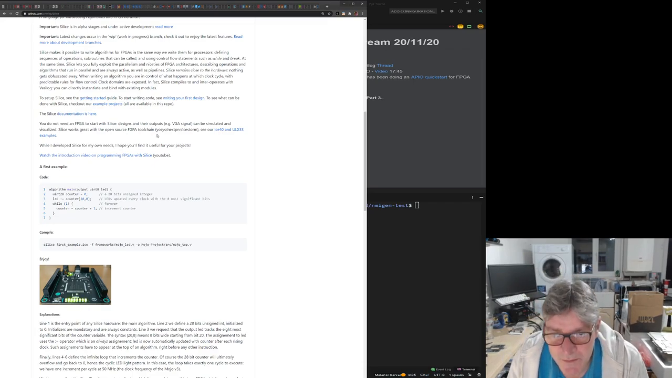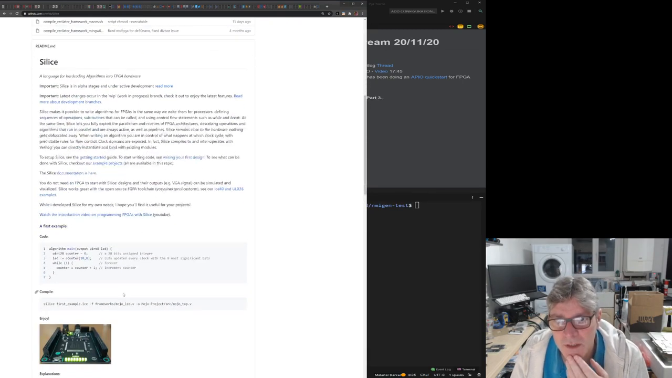Well, is this something to do with the... It's not Mojo. Mojo was the language for these alchemy boards or whatever they were called. Is that what this was? I have heard of it before. Silice, a language for hard coding algorithms into FPGA hardware.